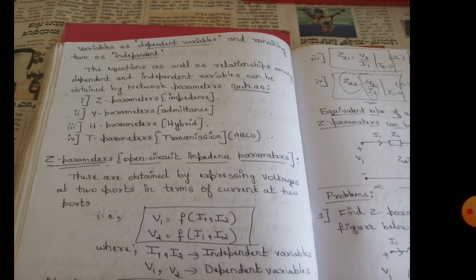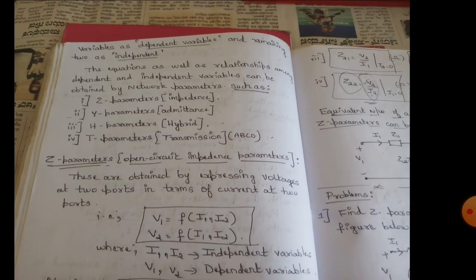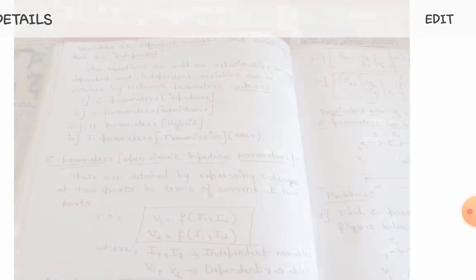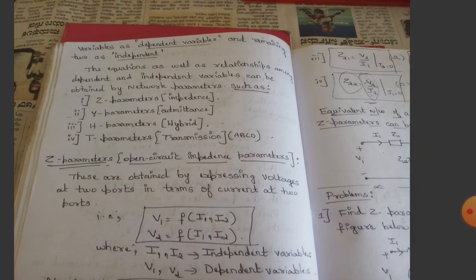The parameters are divided into four different kinds: Z parameters, which are referred to as impedance parameters; Y parameters, referred to as admittance parameters; H parameters, known as hybrid parameters; and T parameters, transmission parameters, which can also be represented as ABCD parameters. Now let's discuss one by one what we mean by Z parameters and the others.